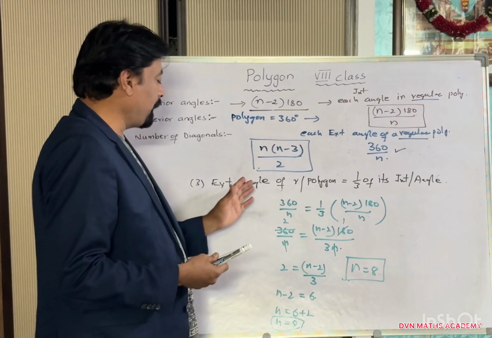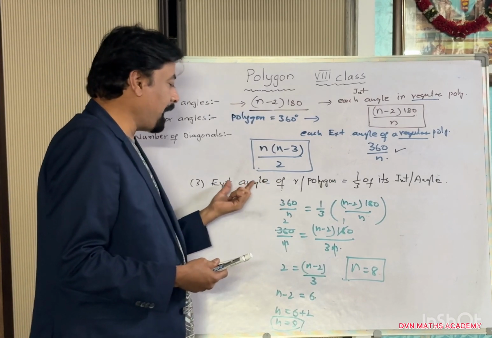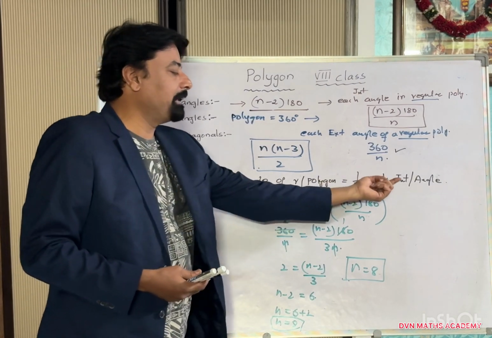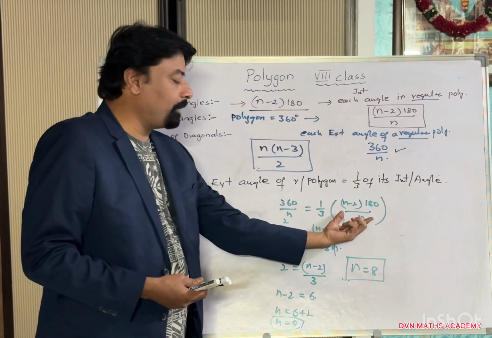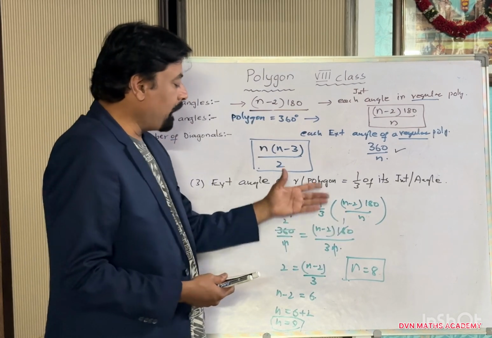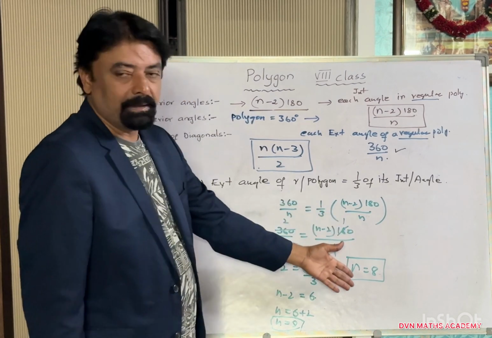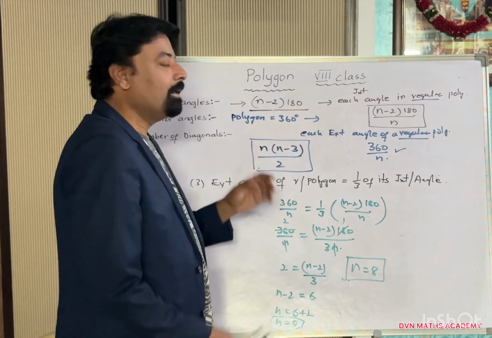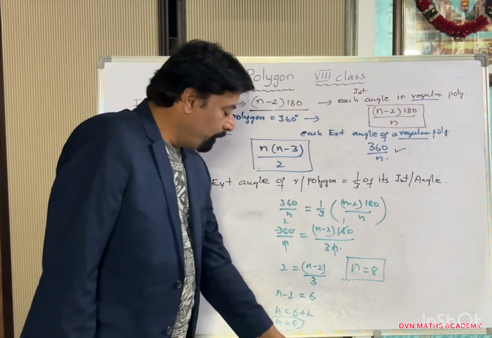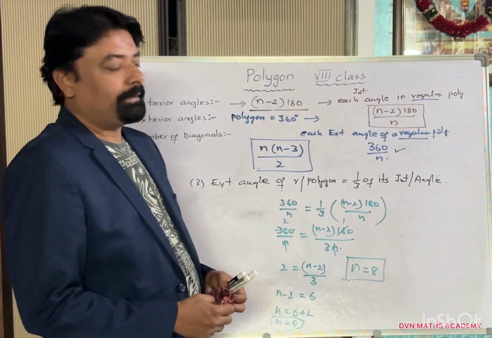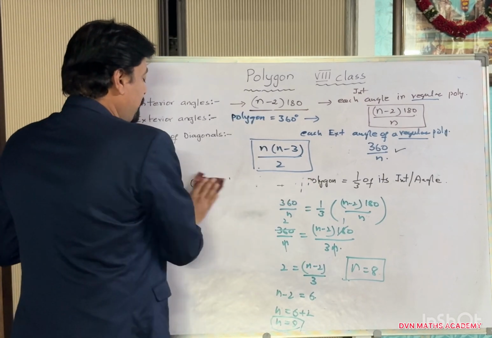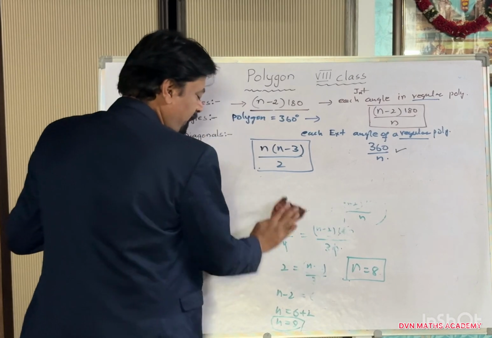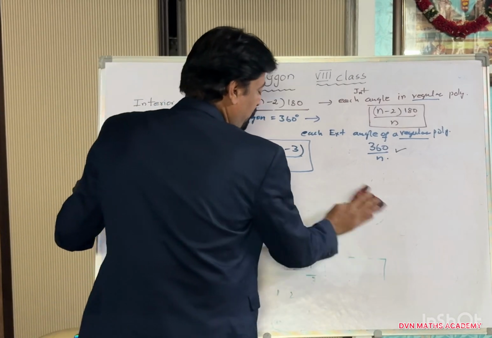So here the given information is the exterior angle of a polygon, 360 by n, is 1/3 of its interior angle. I wrote the interior angle formula and simplified, then you get the value of n. So this is an 8-sided polygon. Now we go to another interesting topic, a question on the basis of diagonals. That is my fourth question.